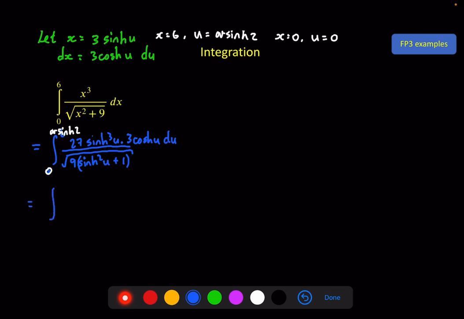Okay, so we've got a 3 on the top, but we're also going to have a 3 on the bottom from the square root of the 9. Sin squared u plus 1 is cos squared u. Square rooted is cos u. So all of that is going to cancel with cos u. I'm doing some of this without actually writing it out because I've got limited space on the screen. So I can jump straight to this line here. Sin times sin squared u du.